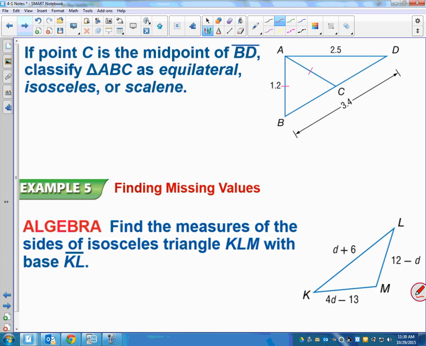So they're telling you it's isosceles, so you've got to figure out which two sides are the same to do that, all right? So I'll give you a few minutes to do that.